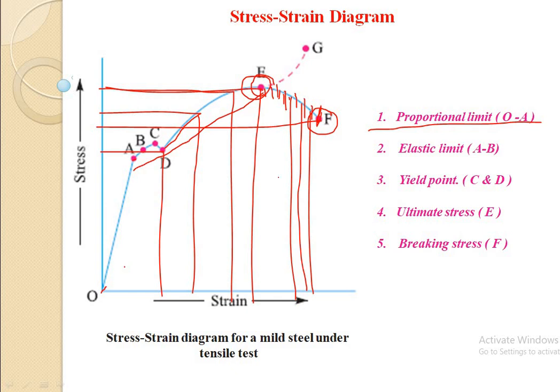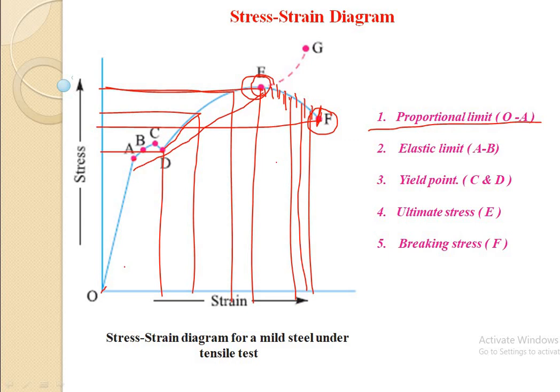Again, try to understand: the ultimate stress is the stress we get by dividing the maximum load in a test by the original cross-sectional area. But breaking stress is the load divided by the minimum cross-sectional area. Hence the material will break at a stress which is less than the ultimate stress.